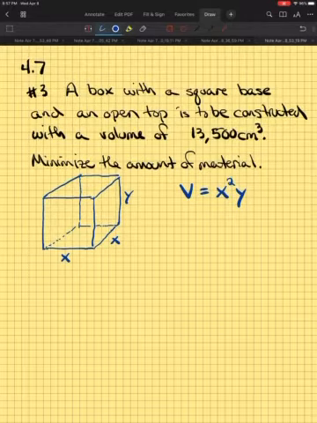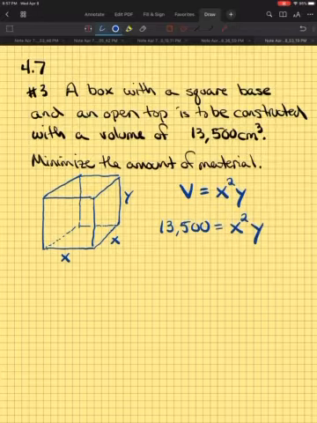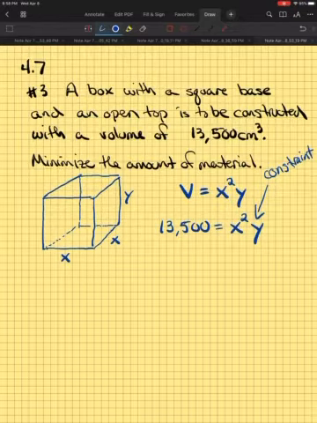And we're given that the volume of this box has to be 13,500 cubic centimeters. So what's our constraint equation? That's right. Our constraint equation is 13,500 equals X squared times Y. All right? And what we want to do is minimize the amount of material, which means we need to compute the surface area of this cube.